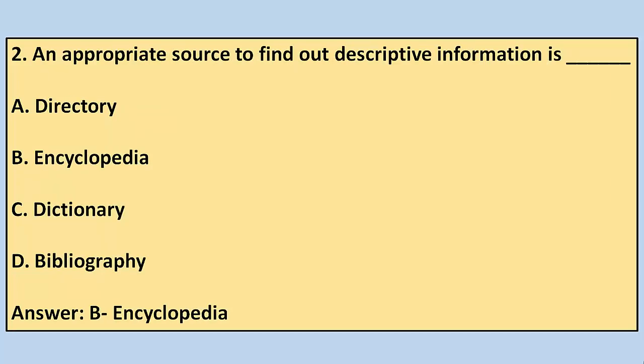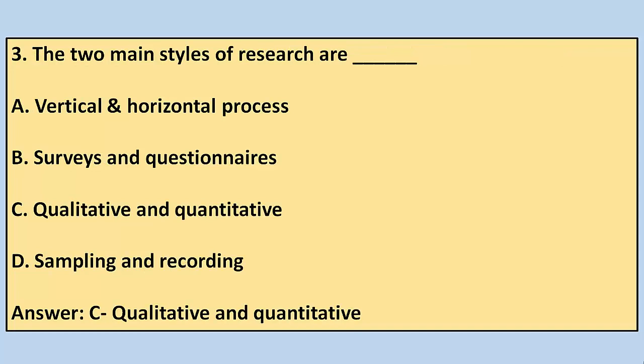Second, an appropriate source to find out the descriptive information is A. directory, B. encyclopedia, C. dictionary and D. bibliography. The answer is B. encyclopedia. The two main styles of research are A. vertical and horizontal process, B. survey and questionnaire, C. qualitative and quantitative and D. sampling and recording. Answer is C.